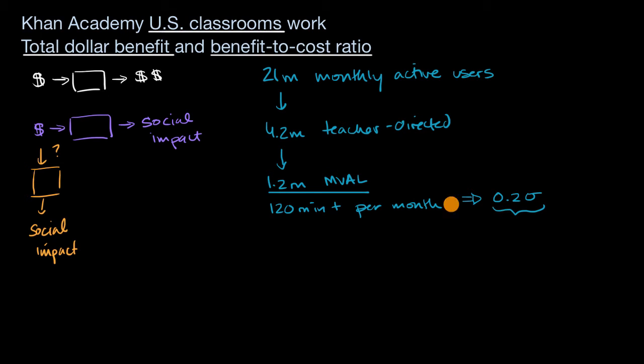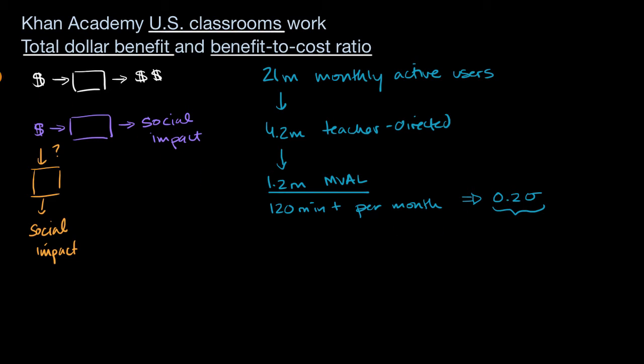But if we're saying that 1.2 million students are getting roughly a fifth of a standard deviation improvement over the course of a year, how do we quantify that in terms of total dollar benefit? And once again, we're not even capturing the benefit of the teacher-directed students who aren't hitting this threshold. There's some benefit there, and obviously there's a lot of benefit for the students who are also working on their own outside of classrooms or working internationally.